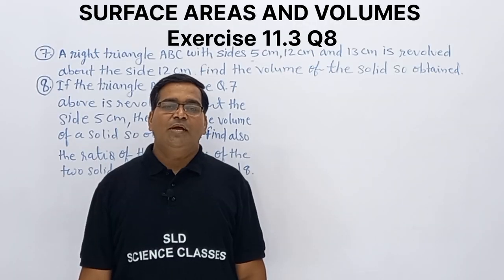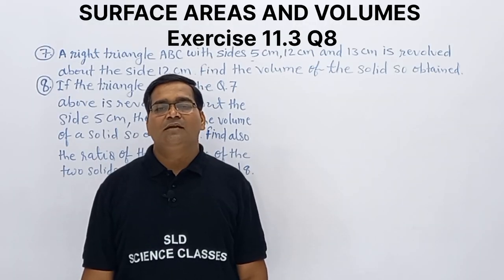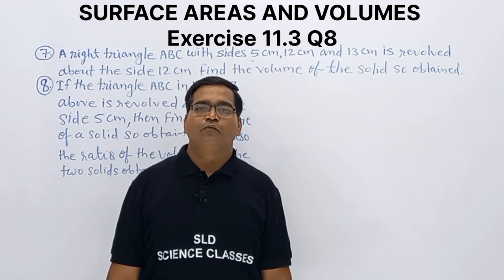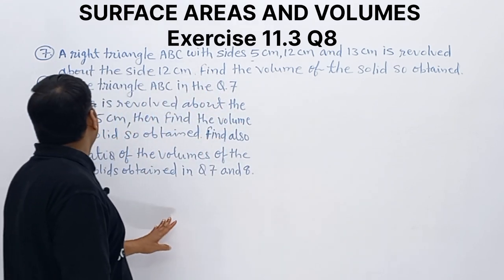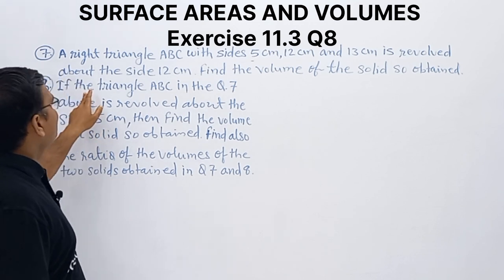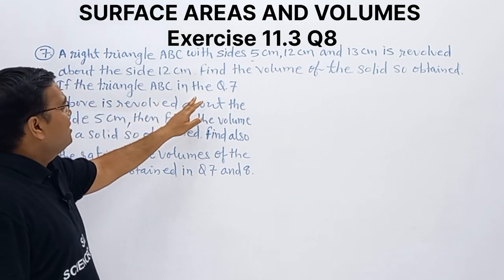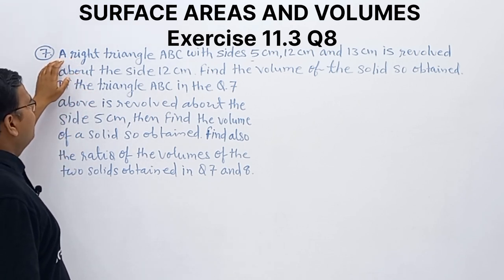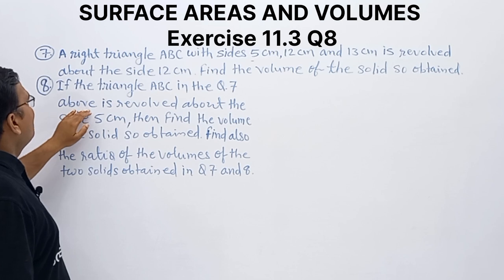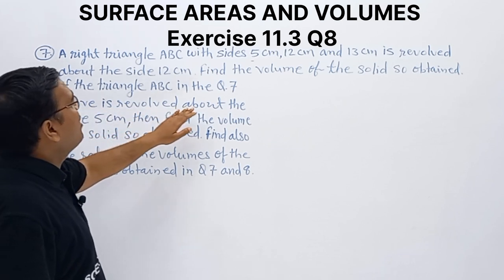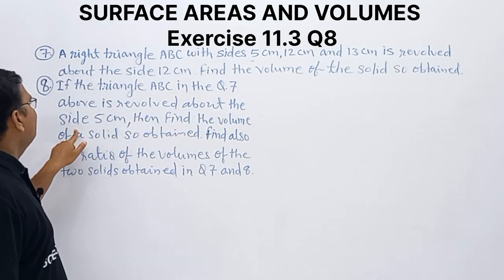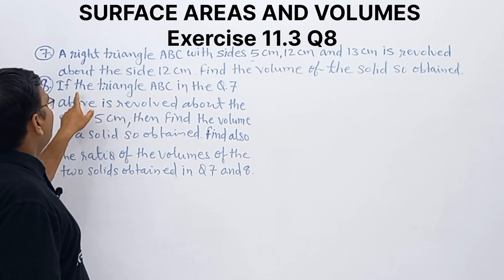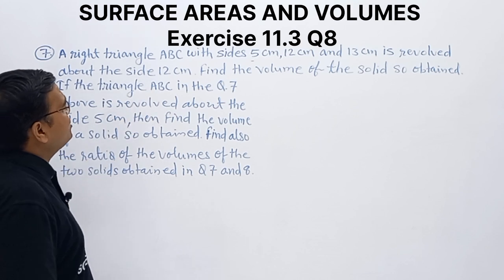In this class, we are going to discuss question number 8, exercise 11.3, surface area and volume. Observe this question. If the triangle ABC in question number 7, which we discussed already, is revolved about the side 5 centimeter.